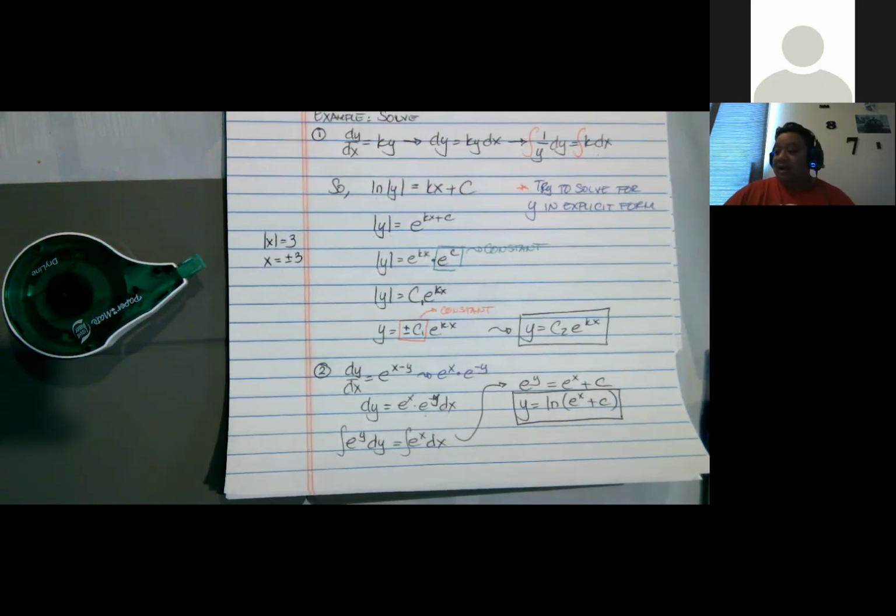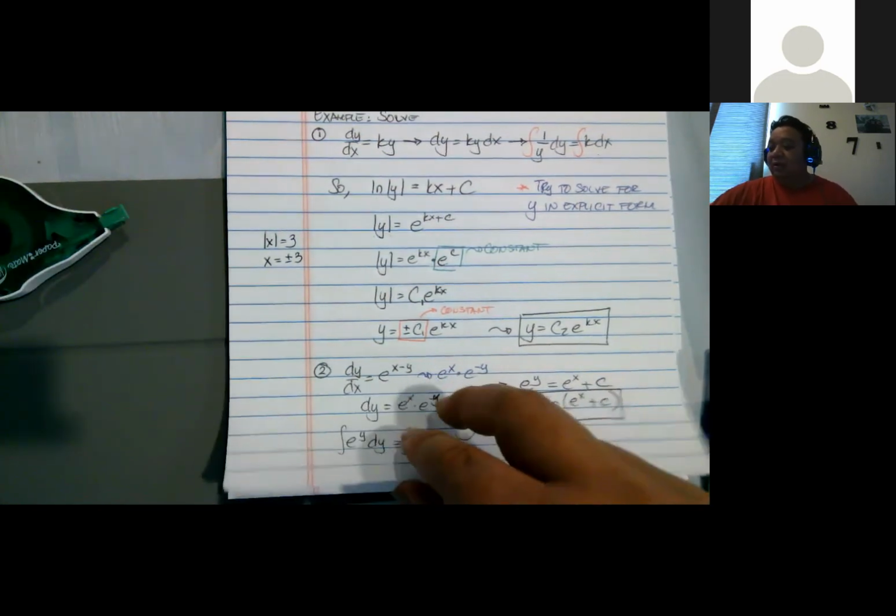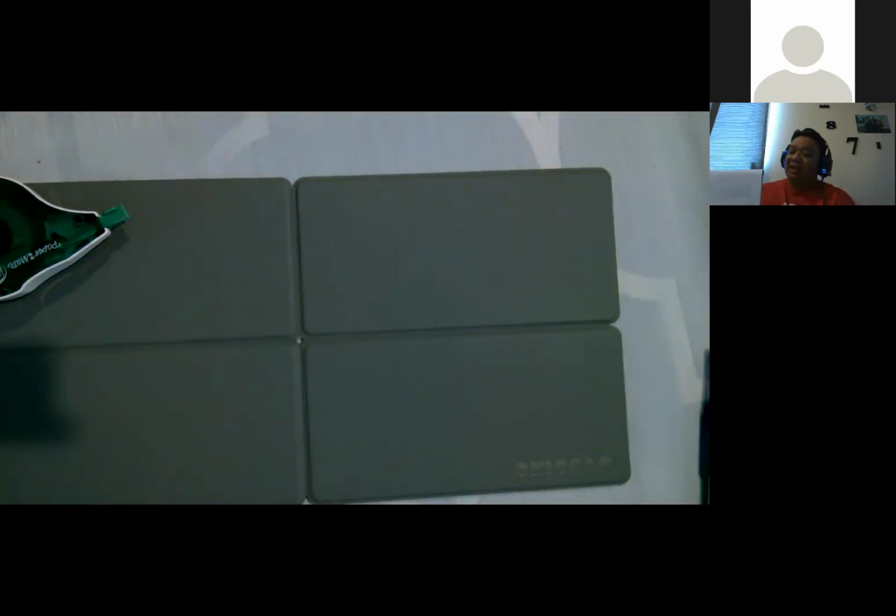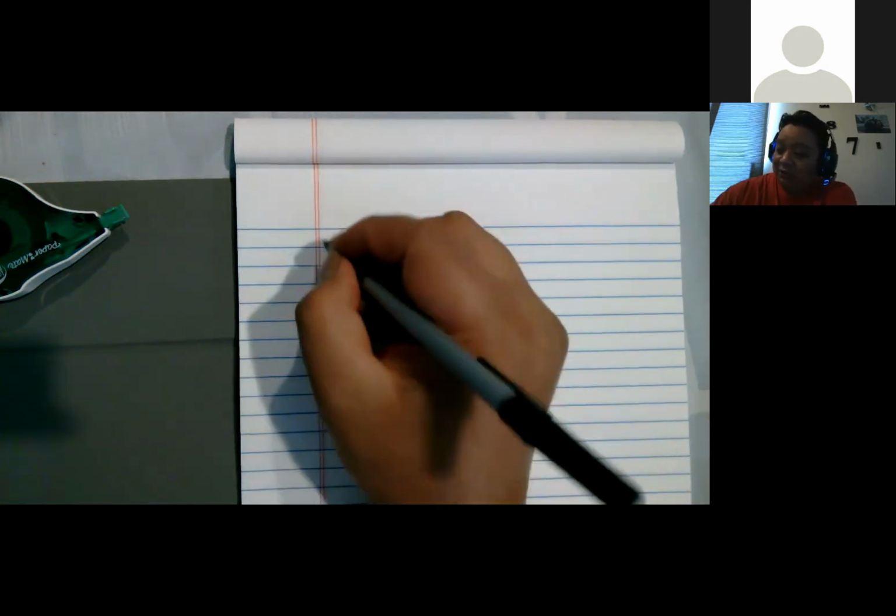All right, so now let's do another one. Now on this example, you won't be able to solve for y explicitly once you've done integrating, and you'll see why we're going to leave our answer in implicit form. But let me give you the equation first. So this is example number 3, I believe. So number 3.